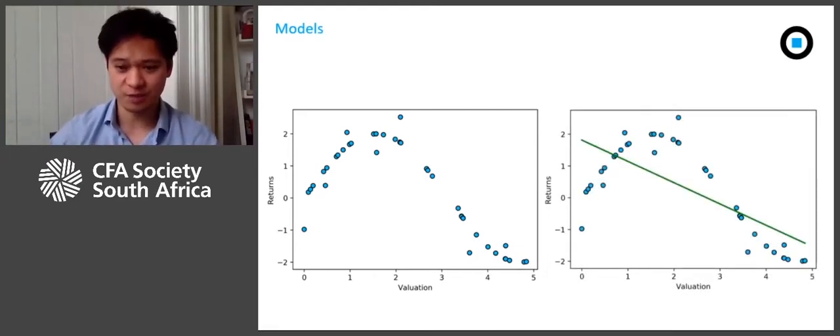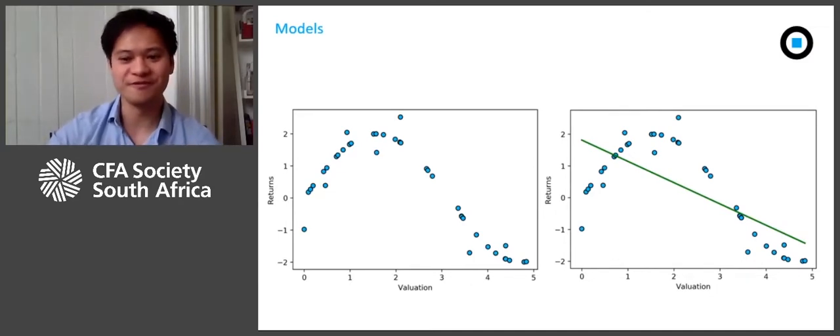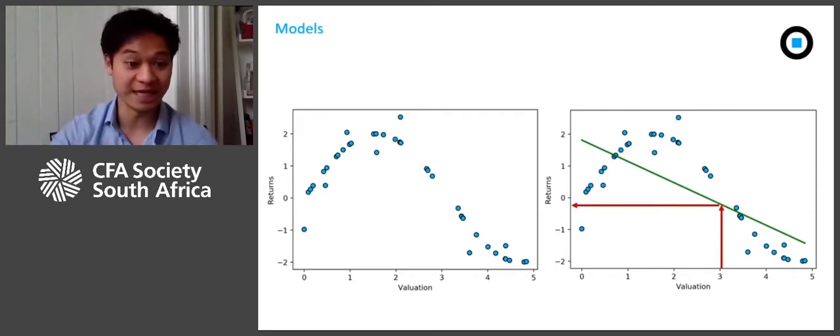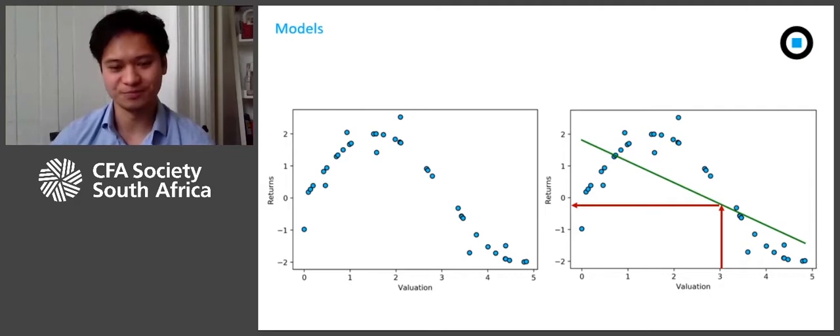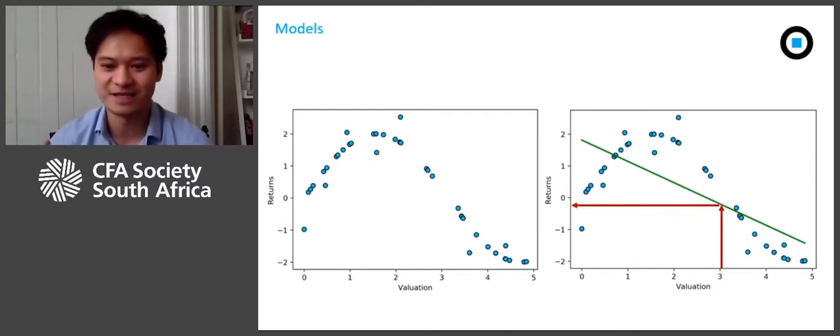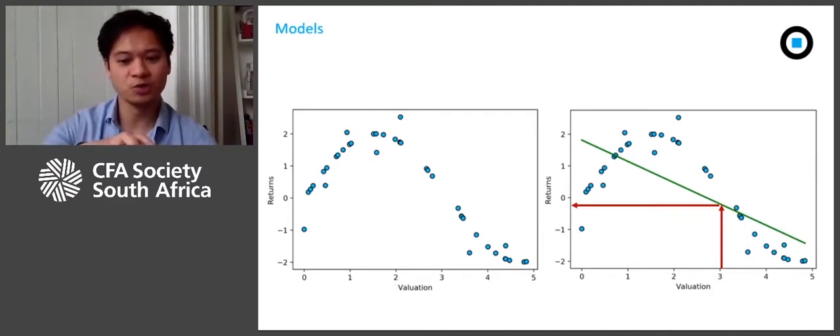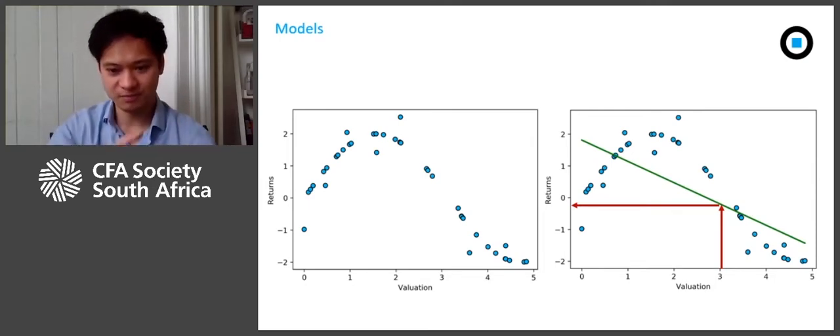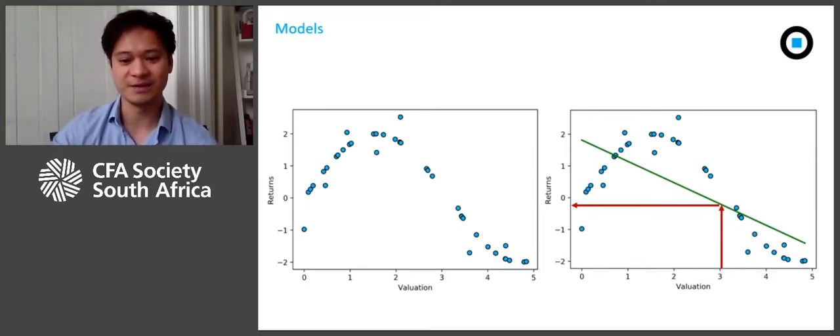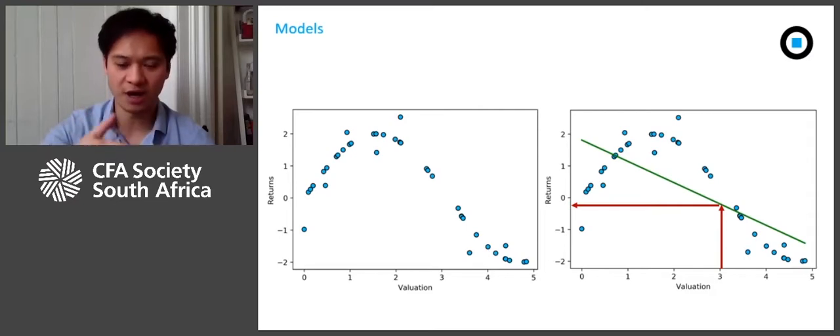The traditional statistical approach for finding this relationship would be to draw a line of best fit through the data. This is ordinary least squares, or linear regression. This simple model enables you to infer what the return on any stock would be given its valuation. In this example, for a stock with a valuation of 3, whatever that means, you would infer a return slightly less than 0. Because our model is linear and monotonic, so it's always downward sloping in this case, the economic intuition from the model is that cheaper valuation always equals higher return.